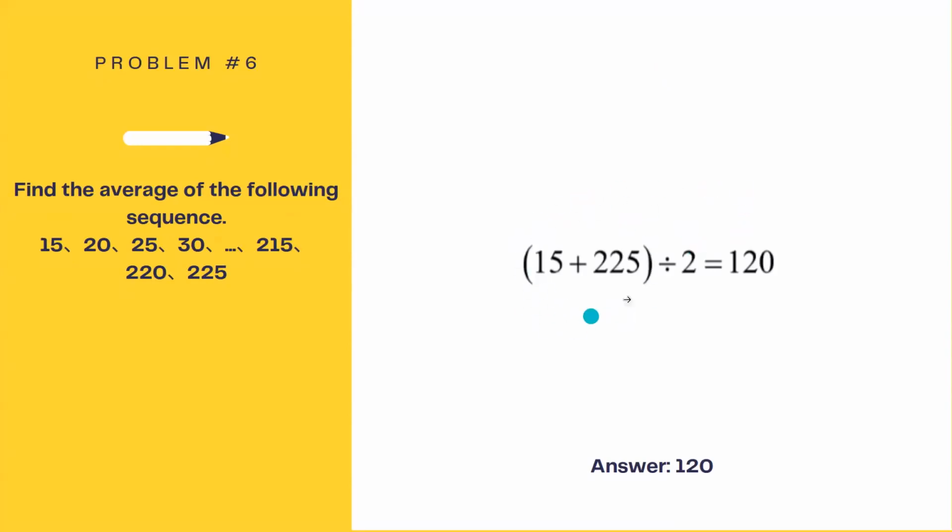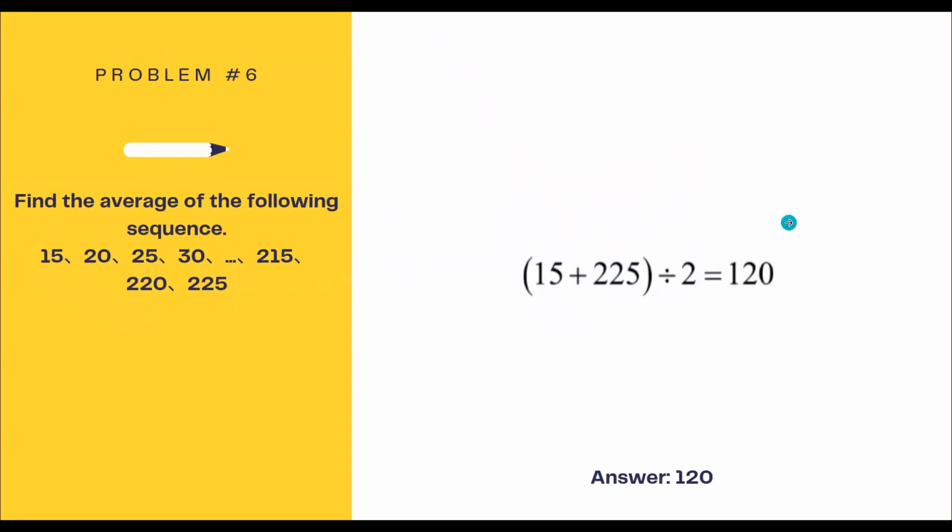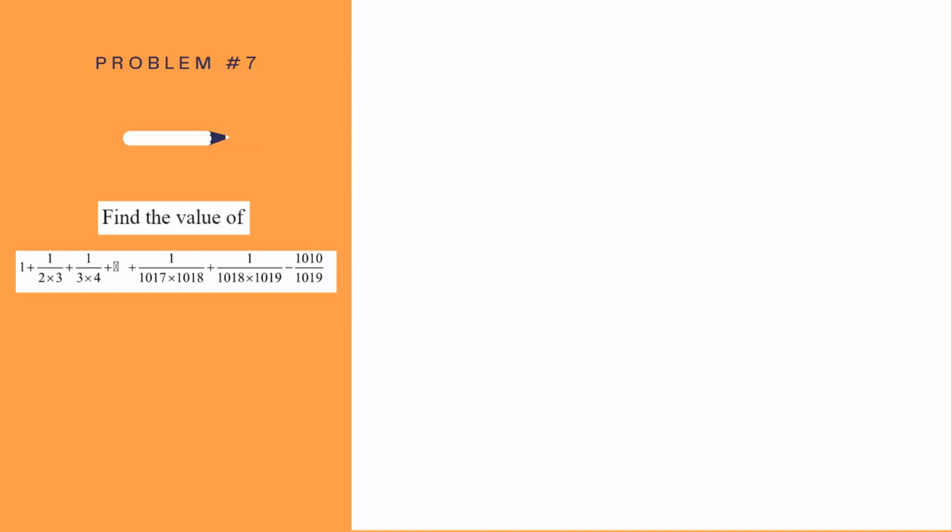The formula we use is the sum of an arithmetic series. As you can see, this one forms an arithmetic series. If we review the formula for the sum of the arithmetic series, it's just the first term plus the last term divided by 2. That's why the answer is 120. Okay. Very good. Now we proceed to problem number 7. Find the value of these terms. What do you think is the value?